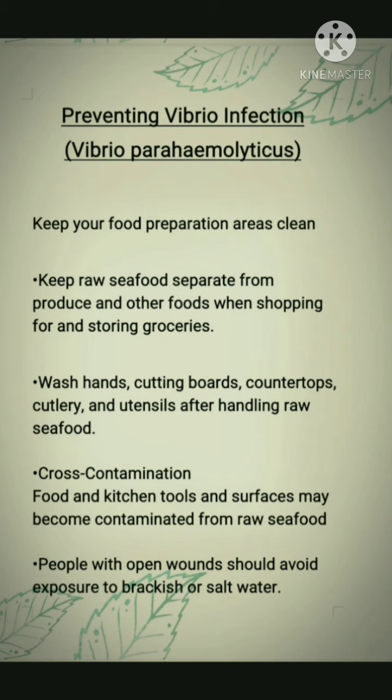Preventing Vibrio infection. So you need to keep your food preparation areas clean. First, keep raw seafood separate from fresh produce and other foods when shopping and storing groceries. Wash hands, cutting boards, countertops, cutlery, and utensils after handling raw seafood. Cross contamination: food and kitchen tools and surfaces may become contaminated from raw seafood. People with open wounds should avoid exposure to brackish or salt water.